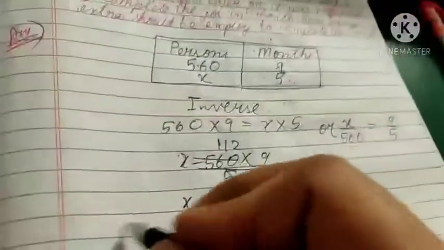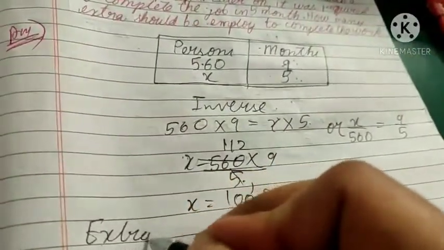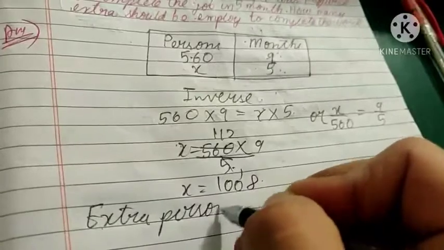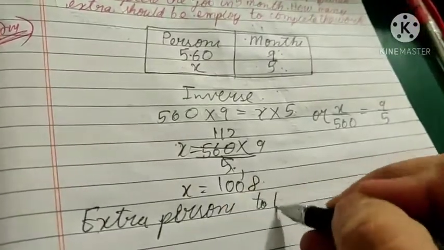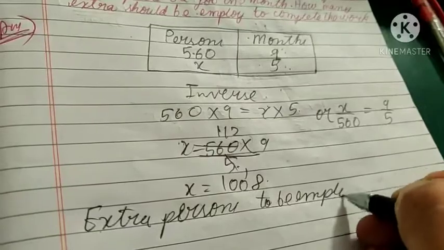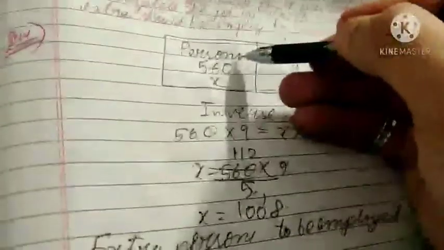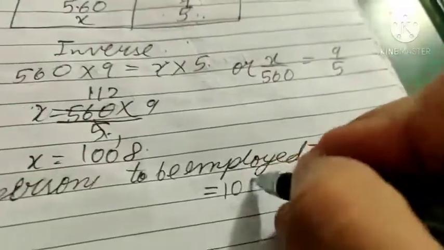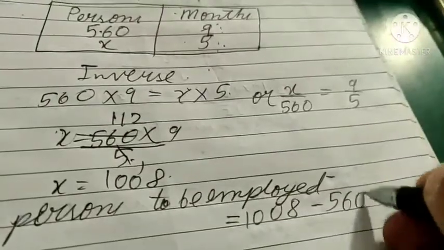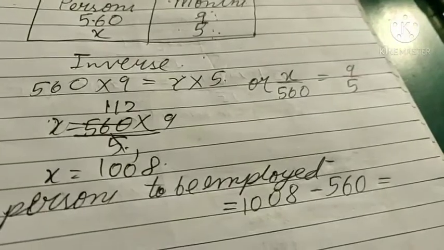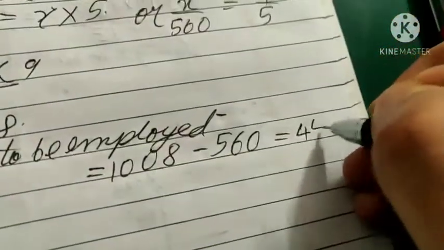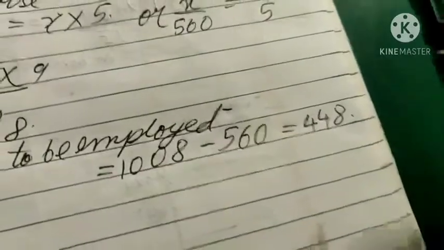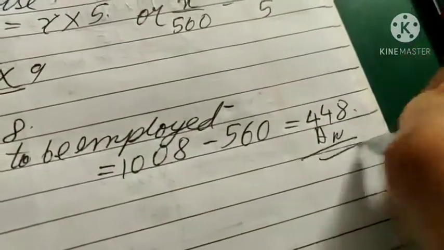So how many extra should be employed? So extra persons to be employed means originally there were 560 and now there are 1008. So what are the extra persons employed? 1008 minus the original ones will give you the extra persons employed. So it is 448. These are the extra persons to be employed. So this is our answer.